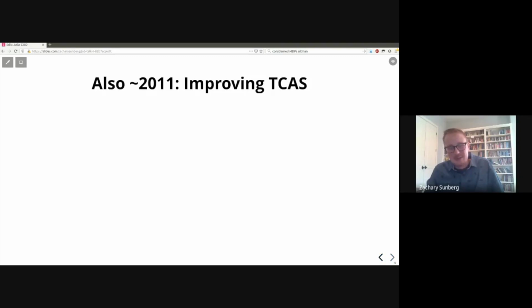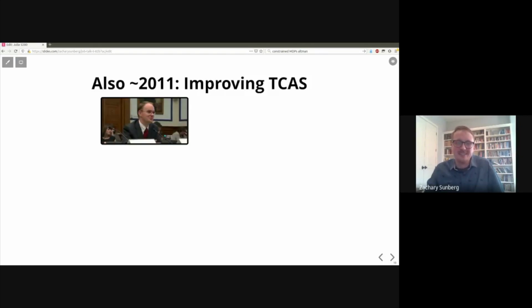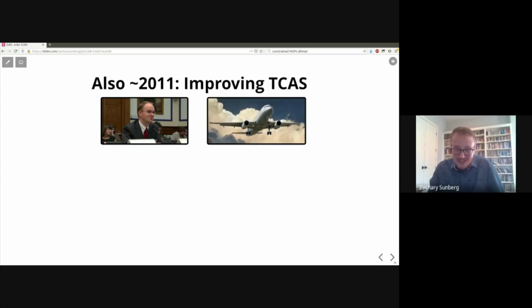But luckily, there were other people working on other things at this time. In about 2011, when I was first discovering Python, my future advisor, Michael Kochenderfer, whom I didn't know yet, was working on improving a system called TCAS. This is him testifying to the Senate, I think, about some UAV regulations or something. TCAS is short for Traffic Collision Avoidance System, something like that. It's designed to help airliners avoid each other.